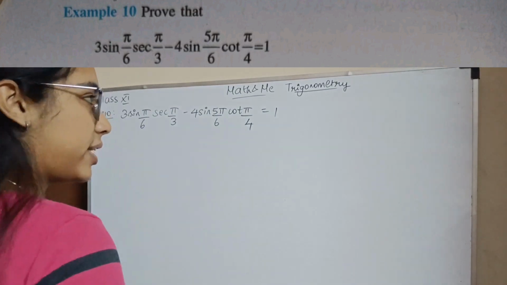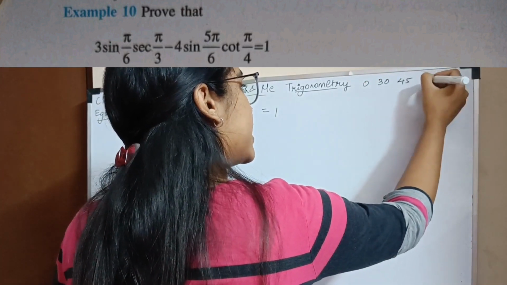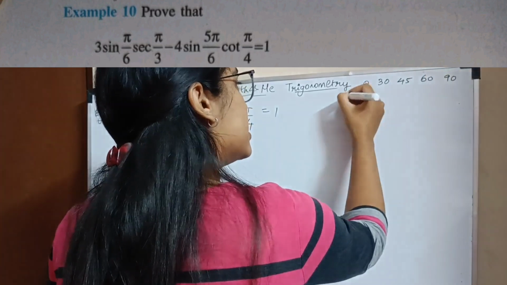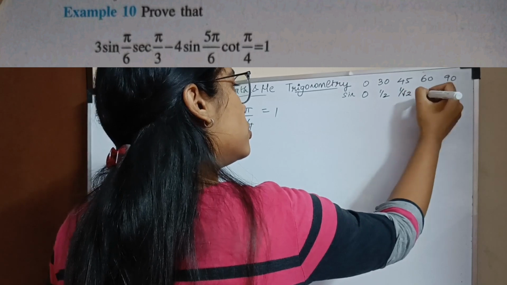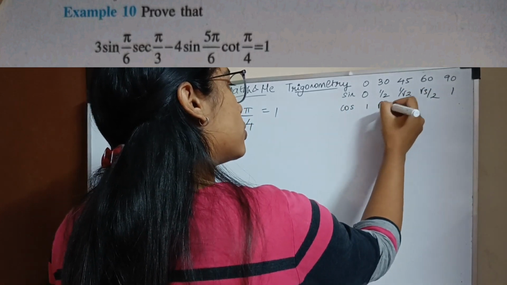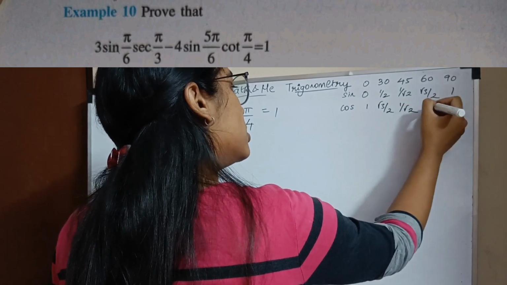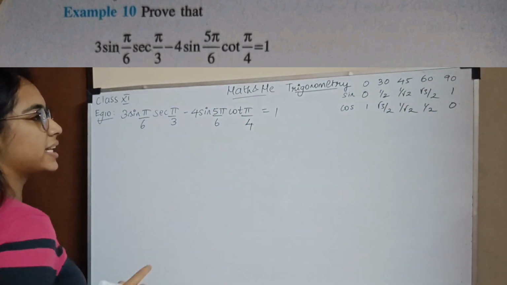Before that I'll write down the values for you. So I have 0, 30 degree, 45, 60, 90. How will the sine values go? 0, 1 by 2, 1 by root 2, root 3 by 2, 1. And cos will be 1, root 3 by 2, 1 by root 2, 1 by 2, 0, the reverse of this. Okay, so this will be my sine and cos values.